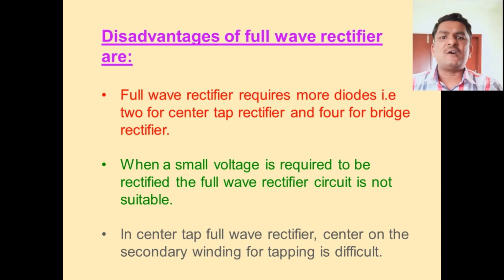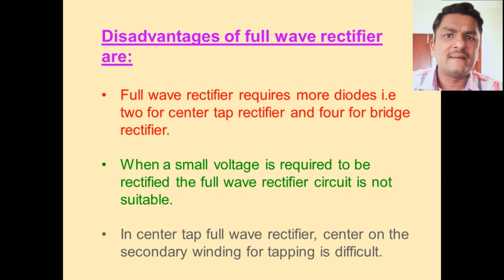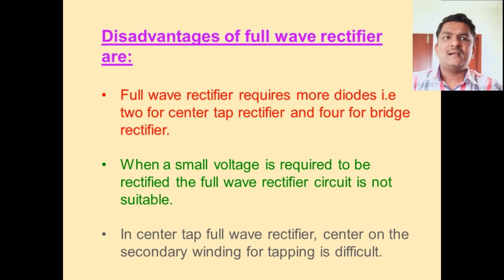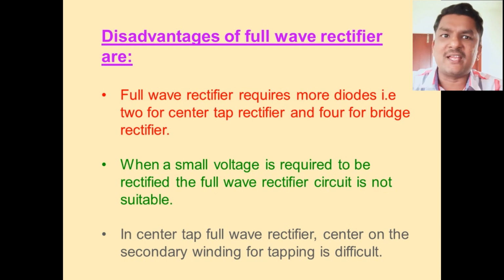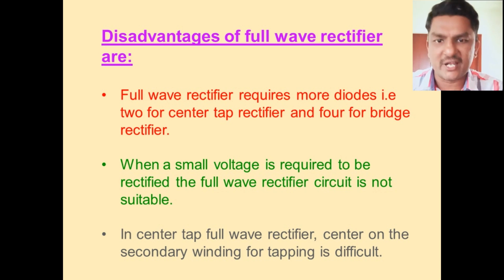And disadvantages of full wave rectifier. Generally, compared with the half wave rectifier, full wave rectifier requires more diodes. For the center tap rectifier that we discussed in the previous part, we need 2 diodes, and for the bridge rectifier we require 4 diodes. Bridge rectifier is not included in our syllabus, so that's why I didn't give the circuit diagram of the bridge rectifier.